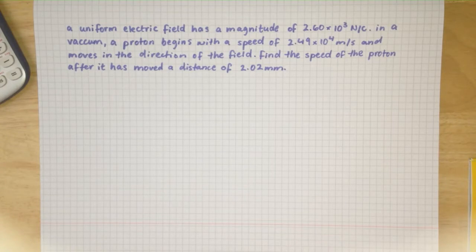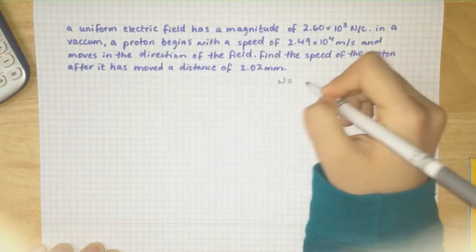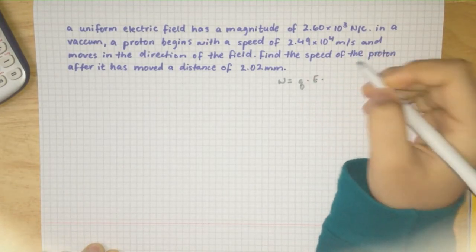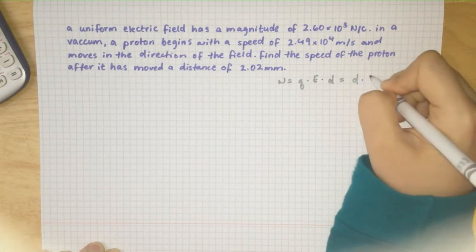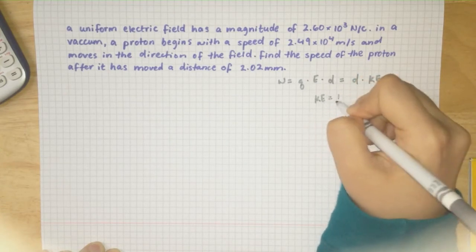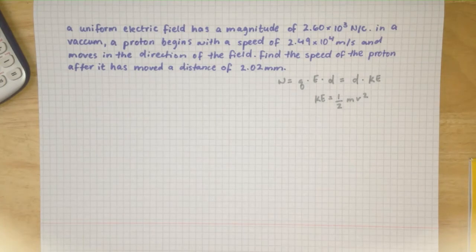So for this problem, we are going to use the work energy theorem, which states that work is equal to the charge, Q, times the magnitude of the electric field, E, times the distance. And this also equals the change in kinetic energy. We know that kinetic energy is equal to 1/2 mv squared. But in this case, since we have an initial velocity and a final velocity, we are going to modify this a little and then set it equal to QEd.